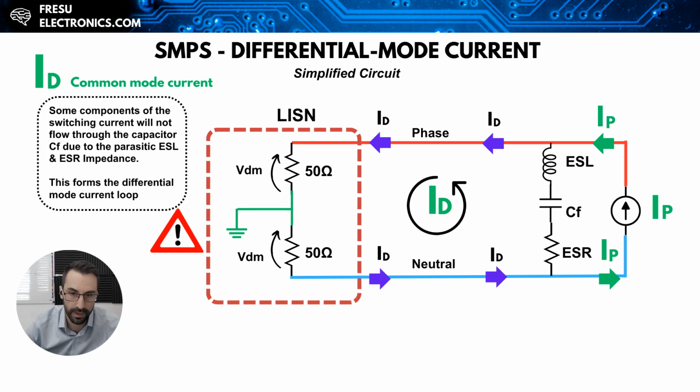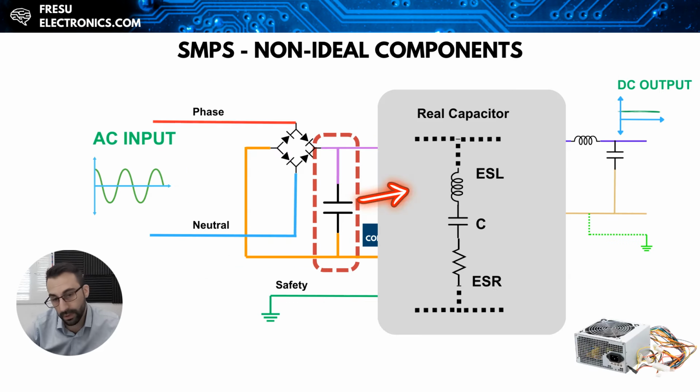And we want to provide the switching current a path of least impedance through the capacitor throughout the whole frequency span of the test. This means that the key to reducing differential mode currents, and hence passing the conducted emission test, is to really focus on the impedance of the capacitor, taking into account also the parasitic effects.